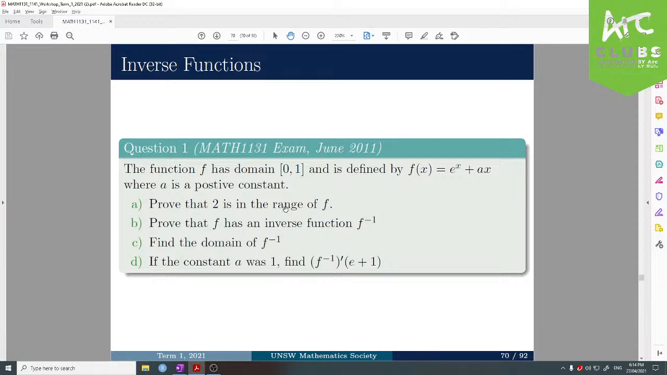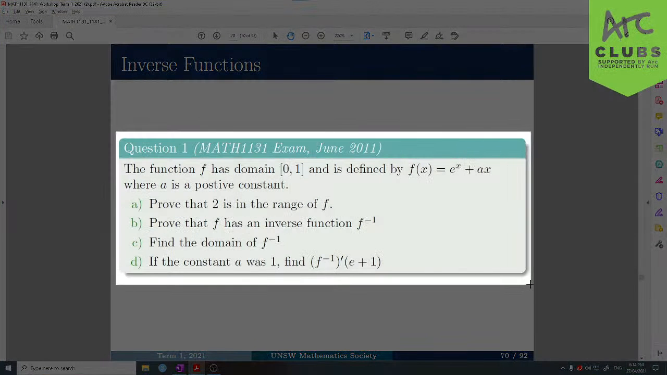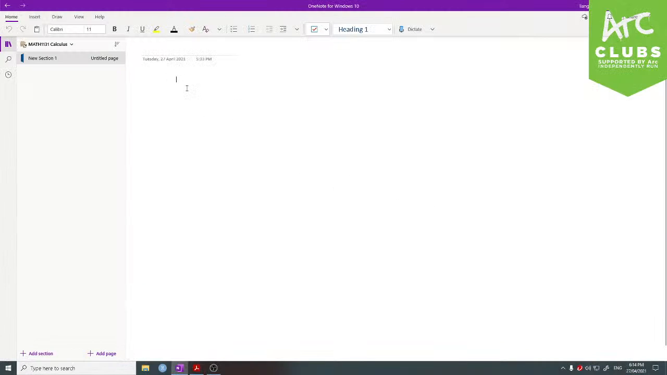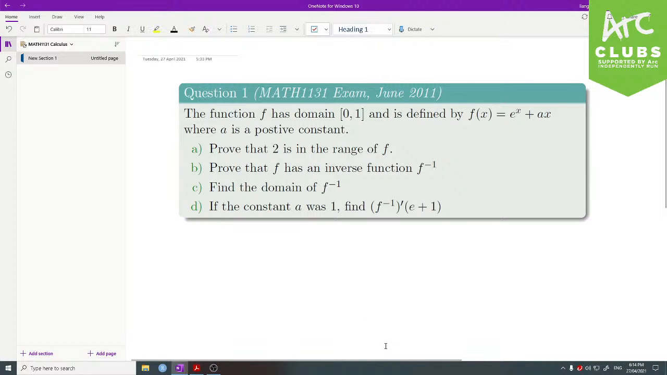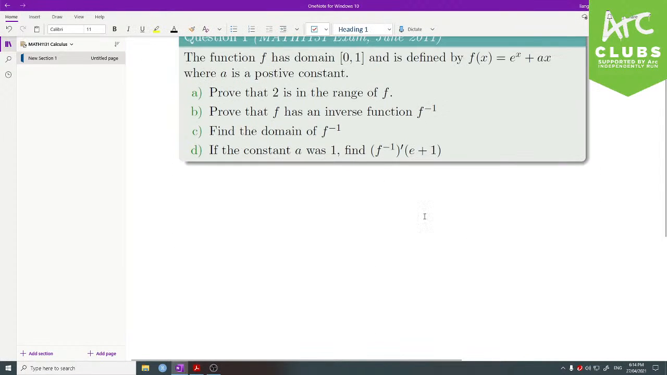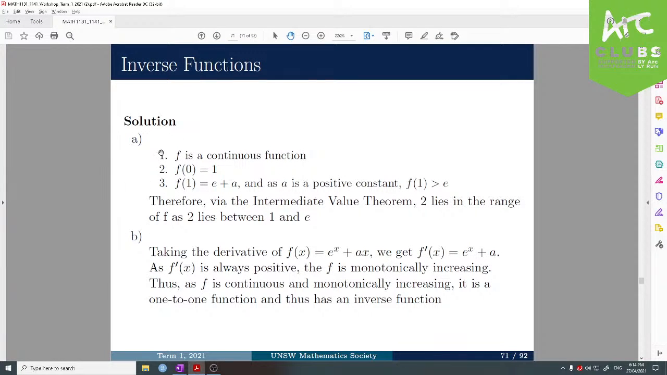So this will link back to what was taught in the previous section, which includes the intermediate value theorem. I'll quickly crop this question and put it onto OneNote so I can illustrate what I mean. Okay, so for part A, there's 3 conditions we need to meet. The first condition is that the function has to be continuous, and then we also have to prove that the value 2 lies between the lower bound of f and the upper bound of f.